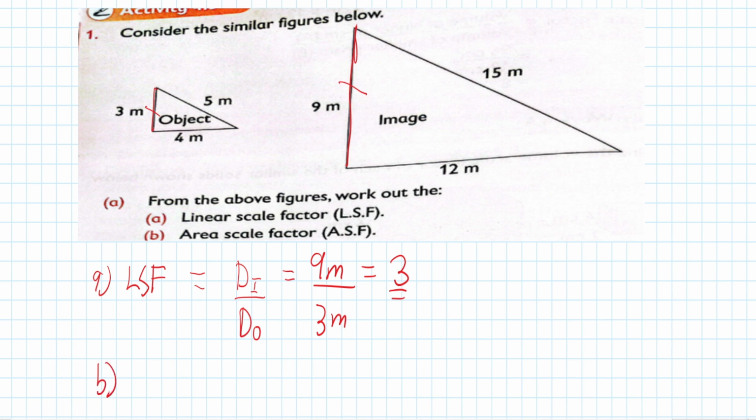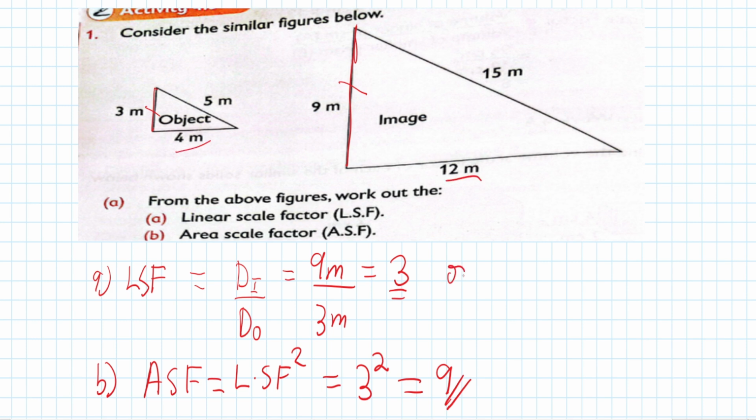Now what is our area scale factor? Area scale factor is equal to linear scale factor squared. So once you get the linear scale factor, which is 3, you square it, 3 times 3 gives you 9. And therefore that is our area scale factor. You can also take 12 divided by 4, it still gives you 3 as your linear scale factor. Linear scale factor has no unit, so 15 divided by 5 also gives you 3. And remember, area scale factor is linear scale factor squared.